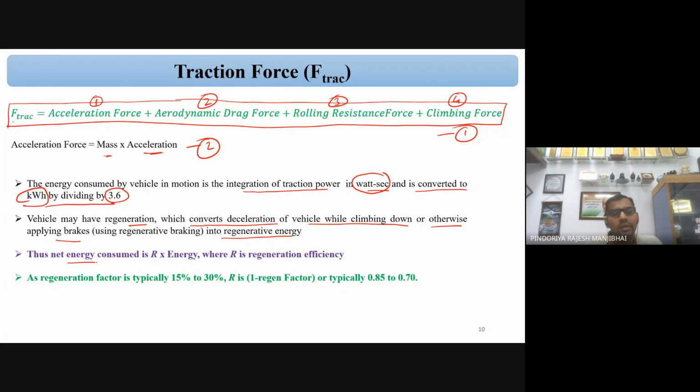Thus, the net energy consumed is R times the energy, where R is the regeneration efficiency.